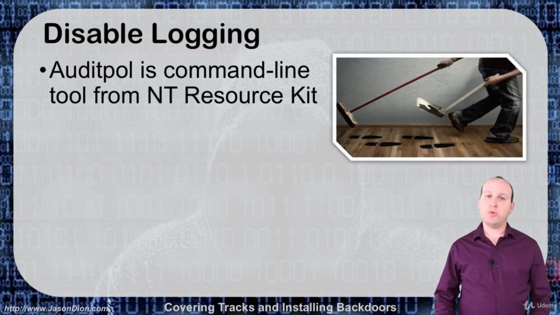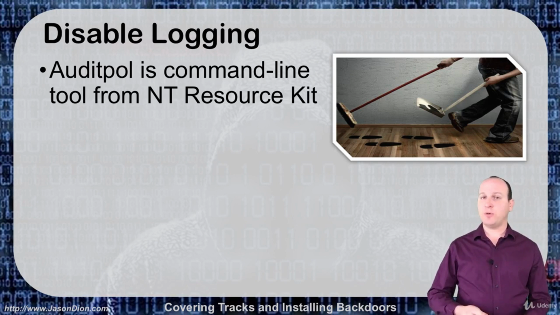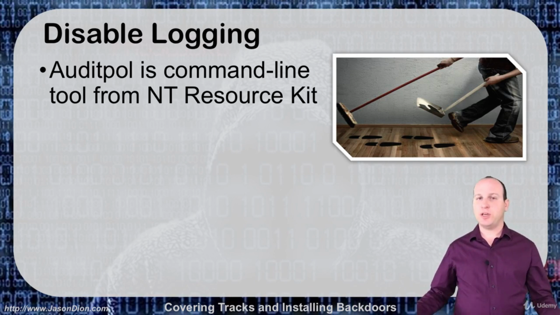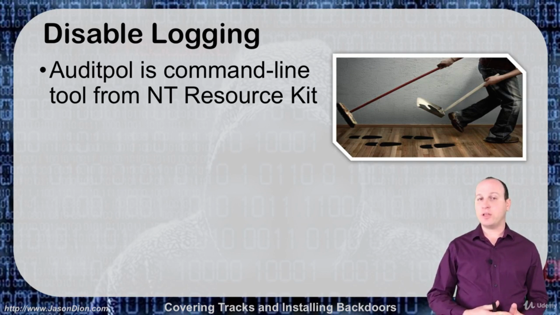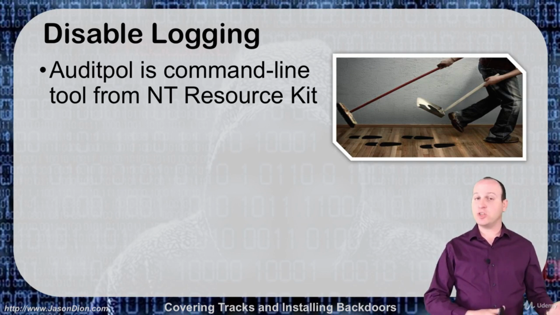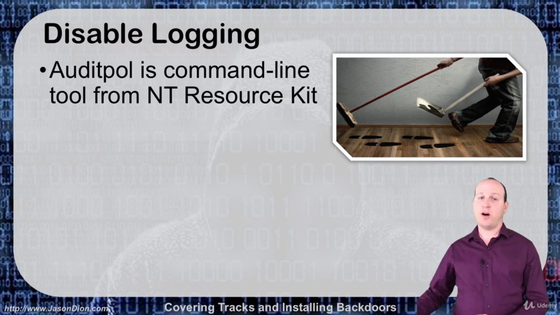Another thing you can do is turn off logging. So let's say I broke into the system right now. One of the first things I might want to do is disable logging, go do all my exploitation, and then re-enable logging. That way, I don't have to go and clean up 300 different things that I did. I only have to clean off the initial getting on the system and the initial getting off the system. Auditpol is a command line tool from the NT resource kit. This is how you can actually disable logging inside of Windows.